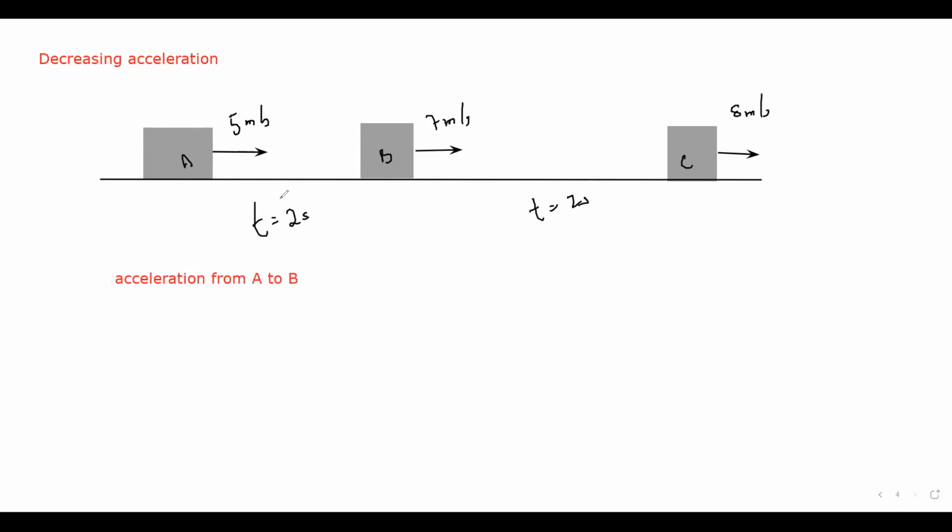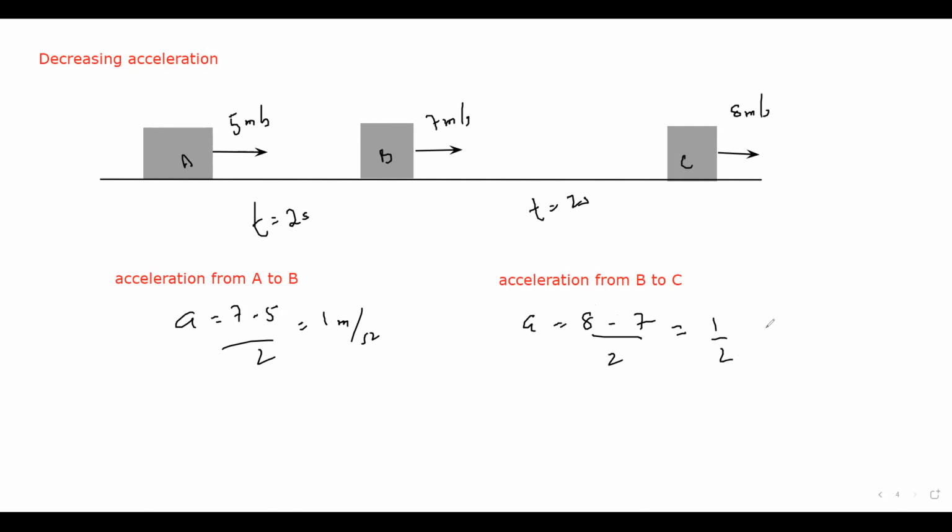So acceleration from A to B, the final is 7, initial is 5, divided by 2, that's equal to 1 meter per second square. But when we calculate acceleration from B to C, at B it is 7, at C it is 8, and the time interval is 2, so 1 divided by 2, that's equal to 0.5 meter per second square. So you can clearly see that the value of the acceleration is decreasing.